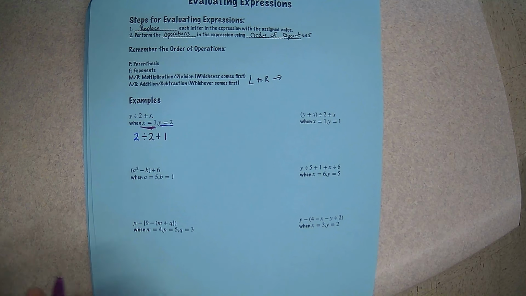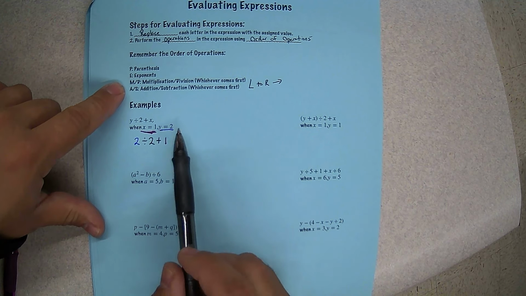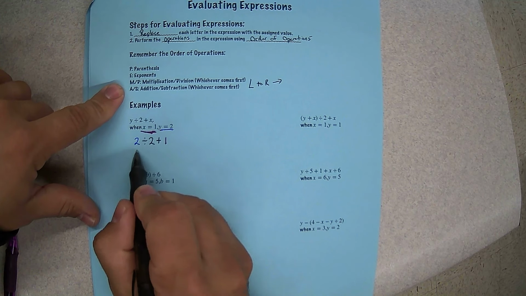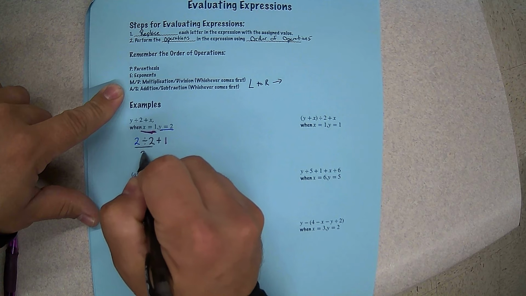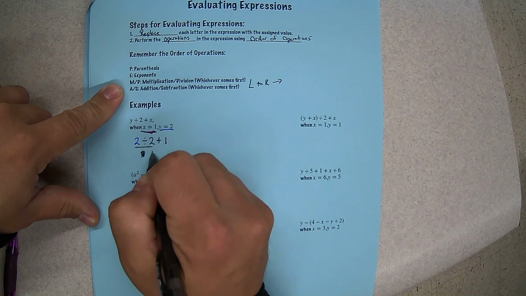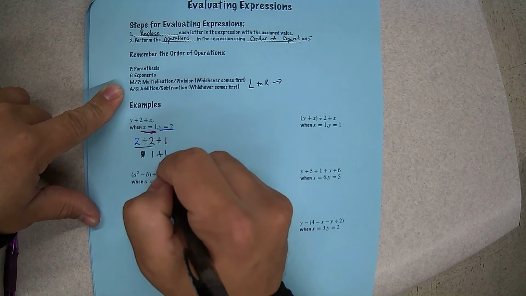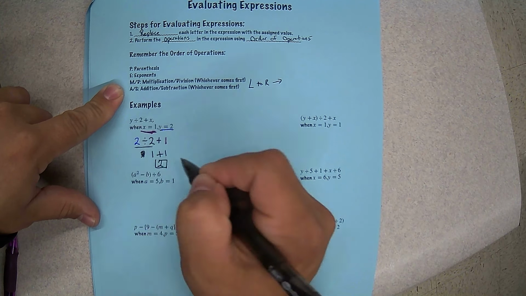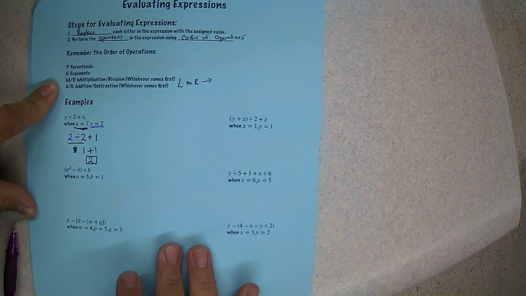Now we use our order of operations. Parentheses, none. Exponents, none. Multiplication or division, we do have some of that. 2 divided by 2, which is 1. And then we have our plus 1 here. 1 plus 1 is 2. We are done. Let's look at another example.